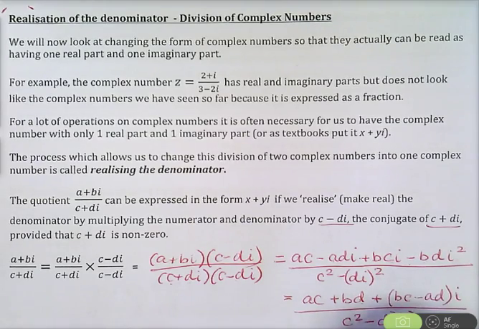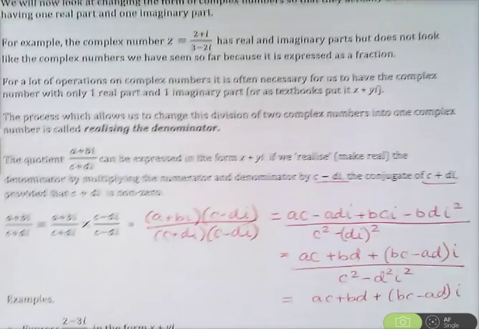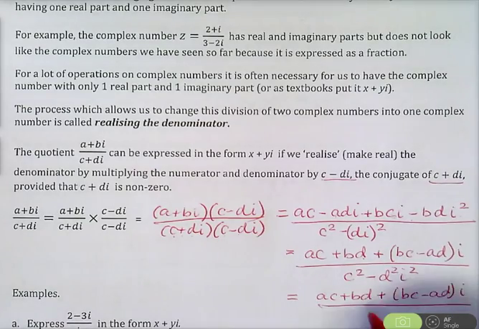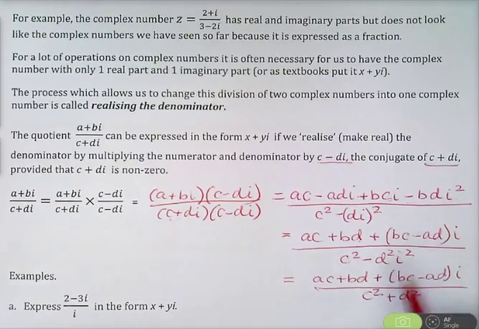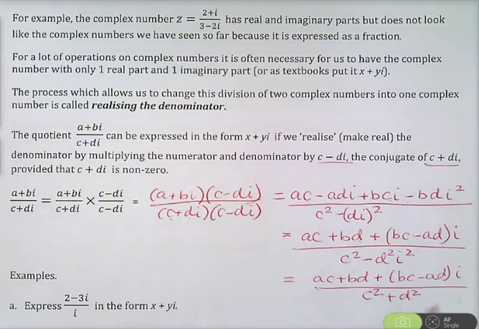So therefore this will be (ac + bd) + (bc - ad)i over c². Now d²i² is d² times -1, so it will be minus negative d², which is plus d². And so now we have realized the denominator. The denominator is now real.